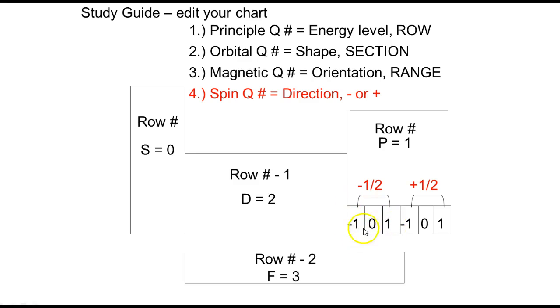So the first time we go through our range, -1, 0, 1, we're going to have a fourth quantum number that's -1/2. And then when we repeat, we start over again, -1, 0, 1, and these are all going to have the fourth quantum number of +1/2. So when you go through your range the first time, you have a -1/2 fourth quantum number, and as soon as you start over, you have a +1/2 quantum number. So over here in a 0, the first one is -1/2, and the second 0 is +1/2.